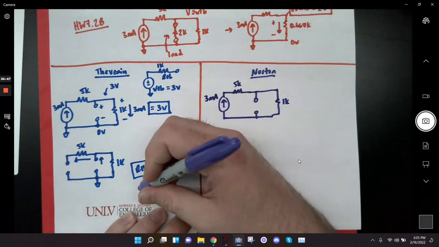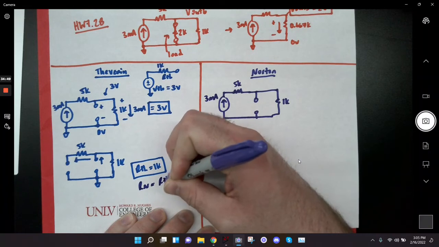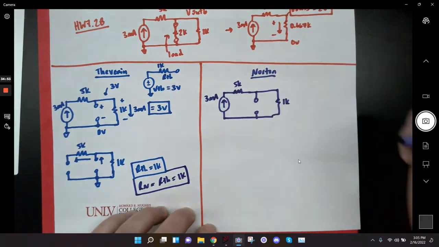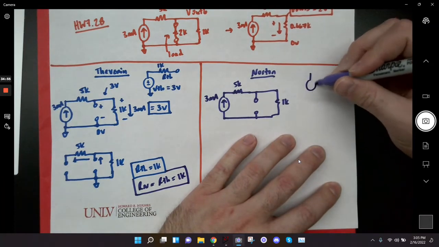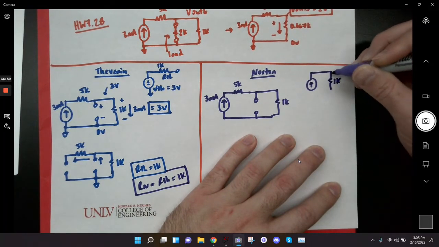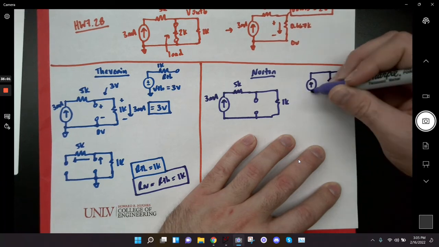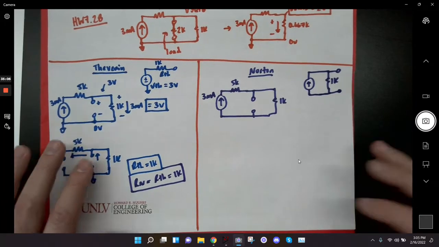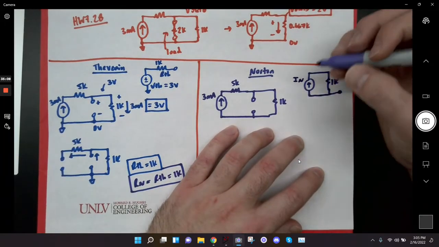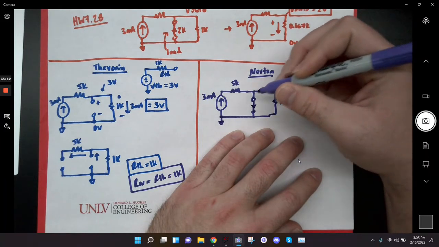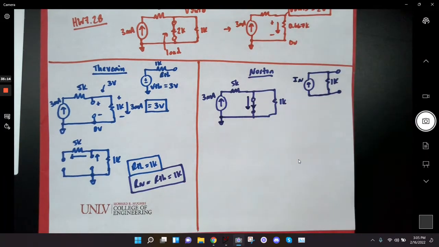Everyone remembers that R Norton is just whatever R Thevenin was, so it's 1K, right? So for my Norton, I already know that my equivalent, or my Norton resistance is 1K, right? I already know that, so I don't have to solve for that. All I have to find is my I Norton, and my I Norton is, when I put a wire here, whatever current flows through that node.